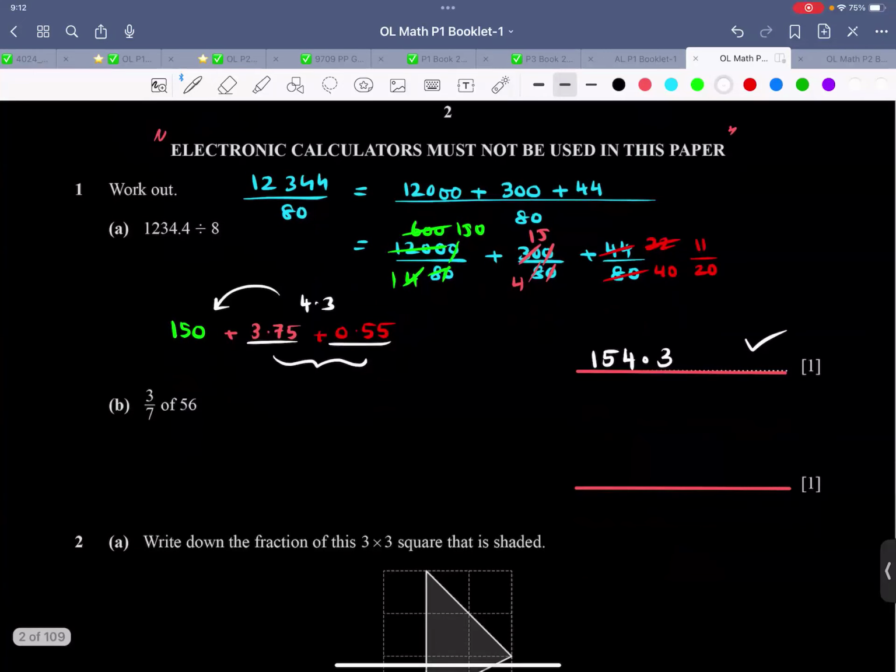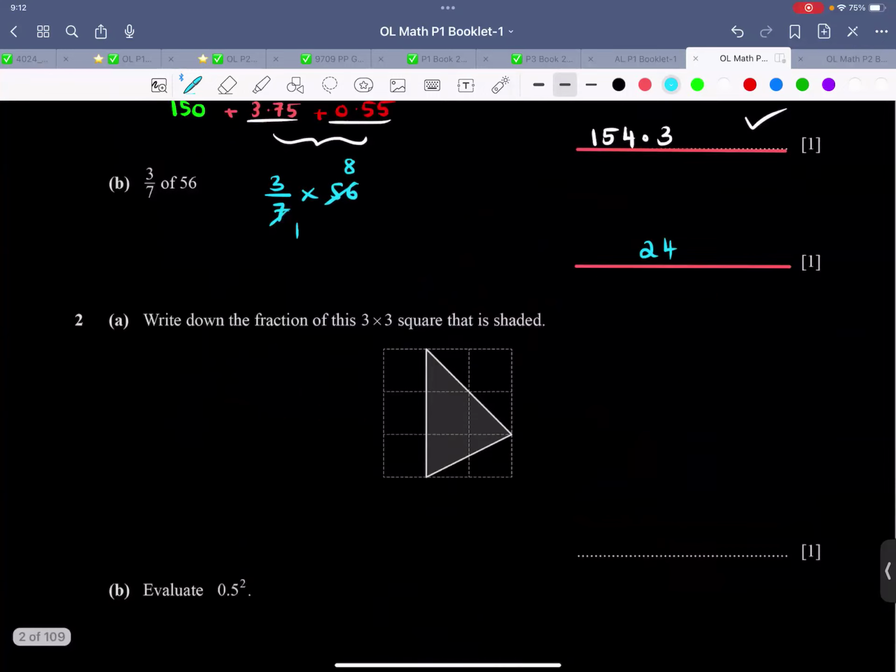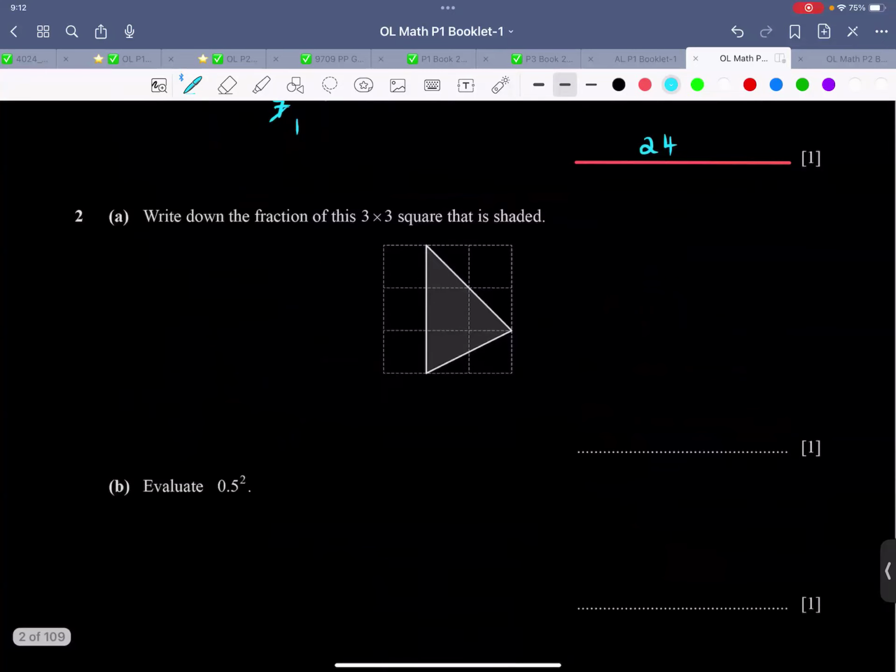The next one, that is 3/7 of 56. That is 3 over 7 of 56. 7 eights are 56, so 3 eights are 24. This is 24. Question number 2, write down the fraction of this 3 by 3 square that is shaded.